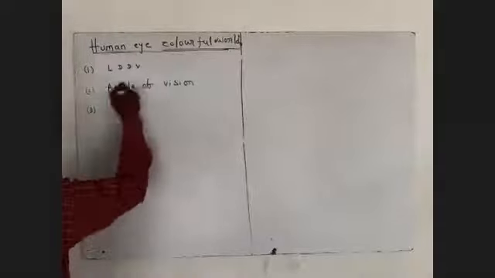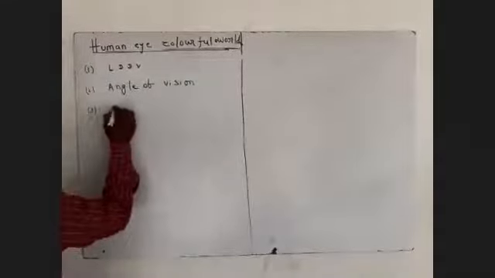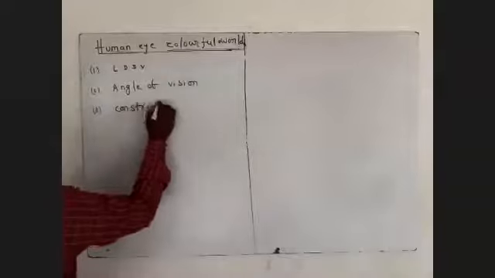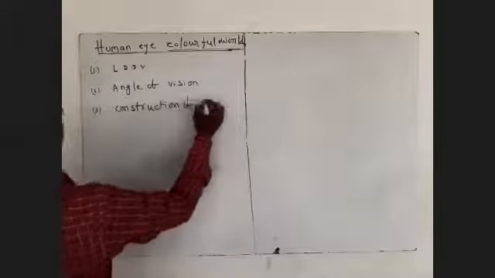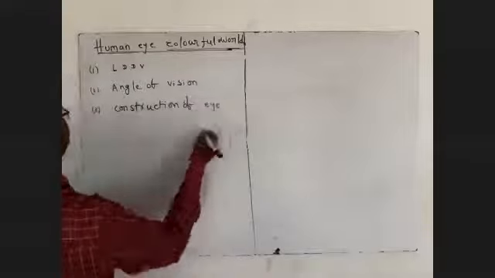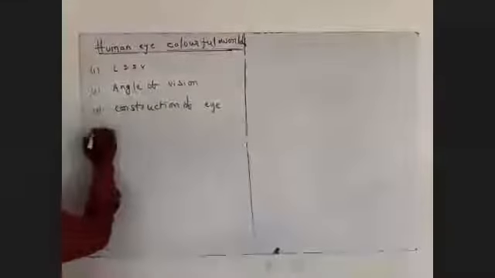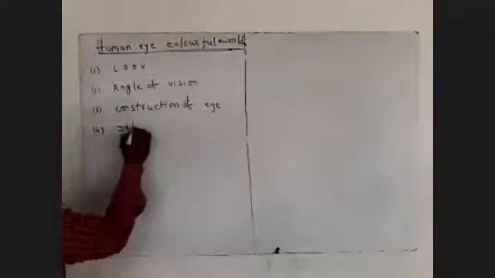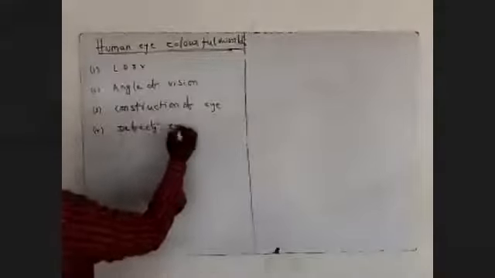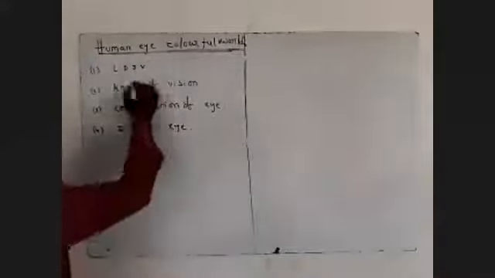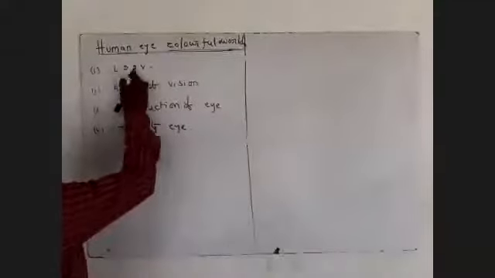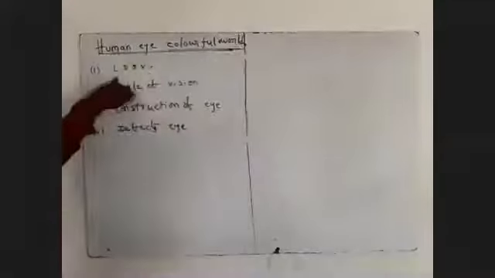Next term, human eye. Construction of human eye. This concept I also explained. Next one is defects of eye. Defects of eye also it is over. So here, LDDV, least distance of distant vision.